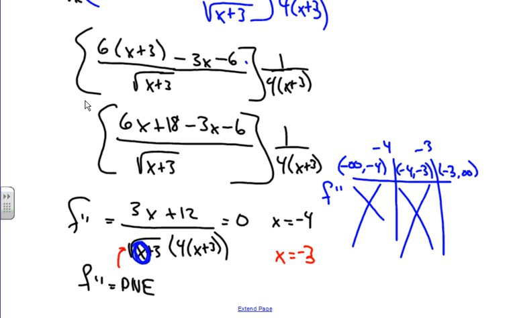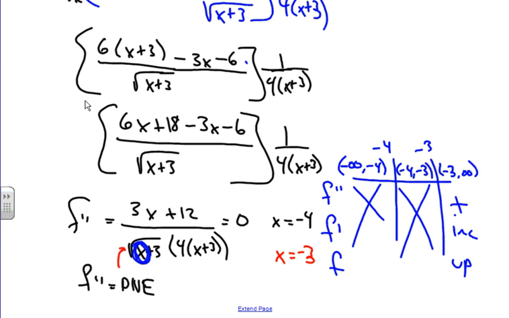So now we go and plug in 0. 0 is pretty easy. Positive on top, plug it in the bottom, it's positive. Positive over positive is positive. So we know that f prime is increasing on this interval. We know that f is going to be concave up. And we have that. Wow. All that work for one interval, -3 to infinity, being concave up.